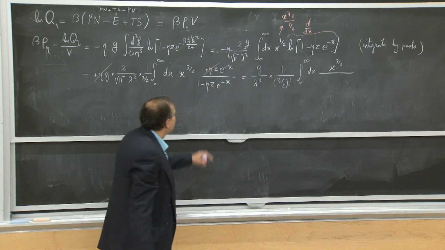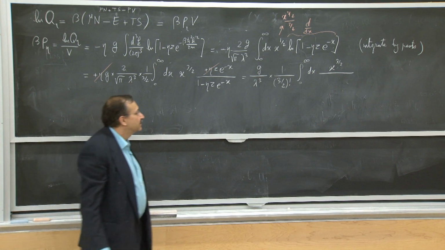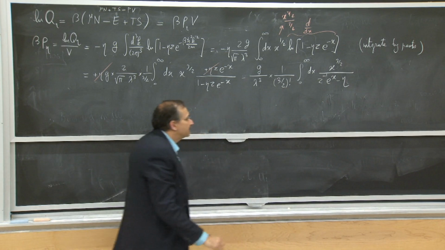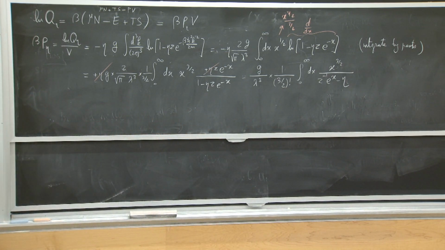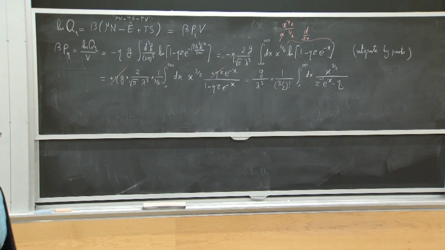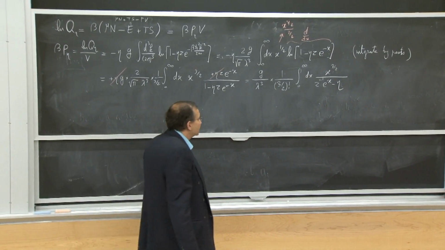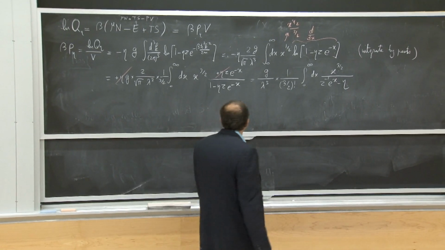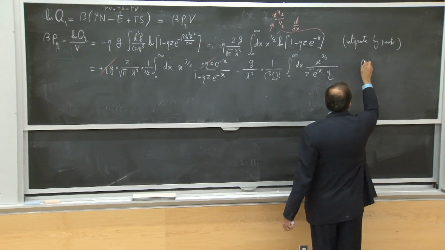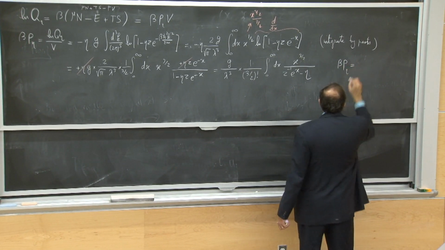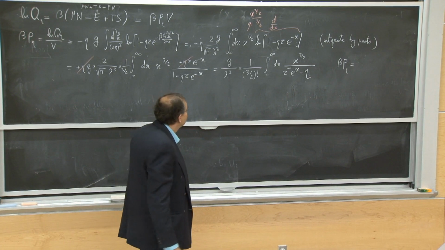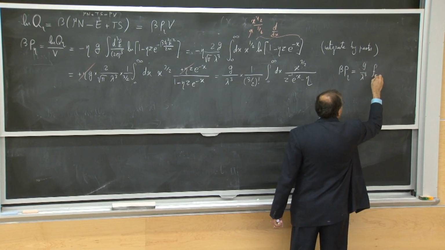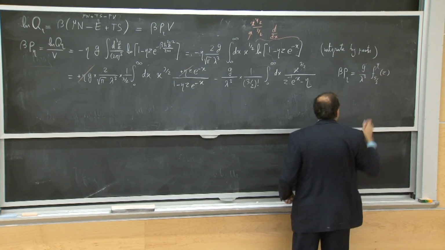Divide numerator and denominator by z e to the minus x, and you get z inverse e to the x minus eta. And lo and behold, we have a function of the variety that we had defined on the other board, corresponding to m minus 1 being 3/2 or m being 5/2. So what we have here is that beta p, depending on whatever statistics we are dealing with, is g over lambda cubed f 5/2 eta of z.